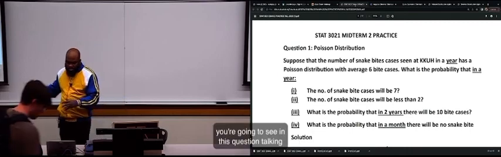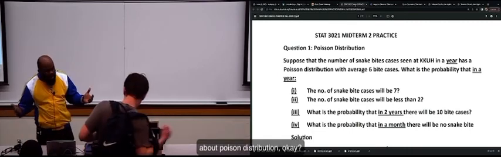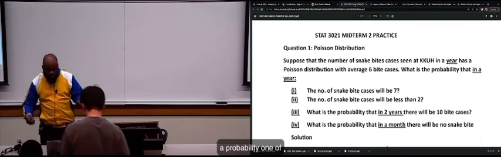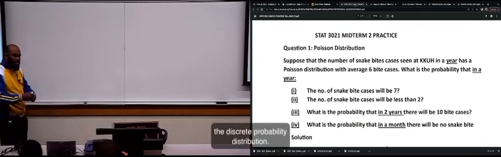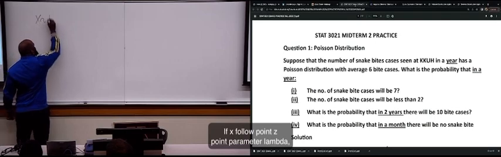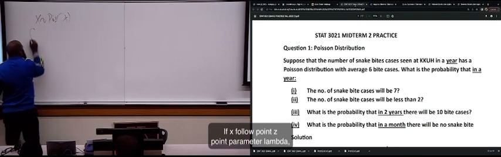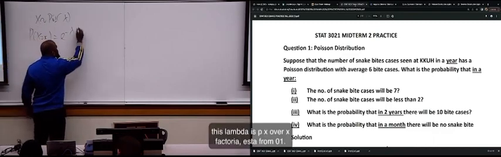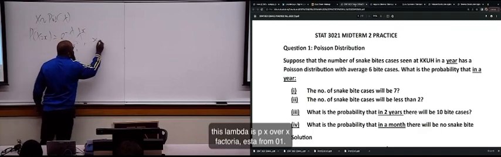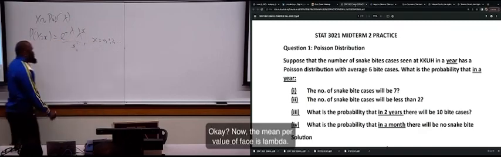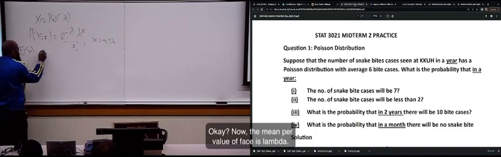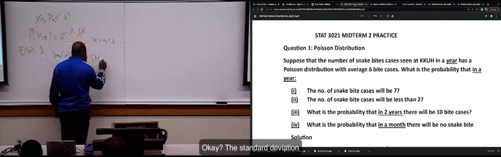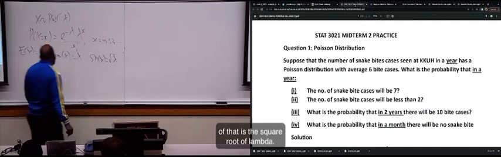Right now, you're going to see in this question I'm talking about the Poisson distribution. Poisson is one of the discrete probability distributions. If X follows Poisson with parameter lambda, we normally write the probability that X equals x as lambda raised to the power x, over x factorial, where x starts from 0, 1, 2. The mean, or expected value, of X is lambda. The variance of X is lambda. The standard deviation is the square root of lambda.